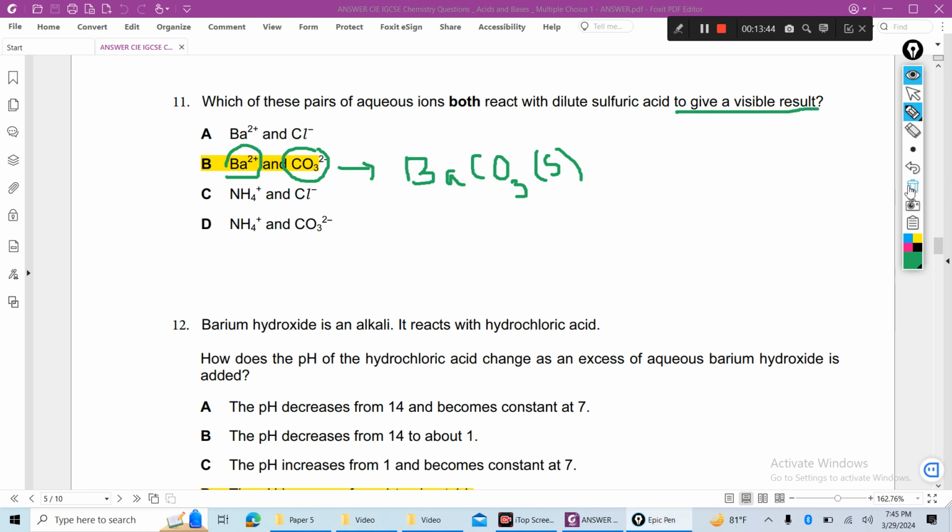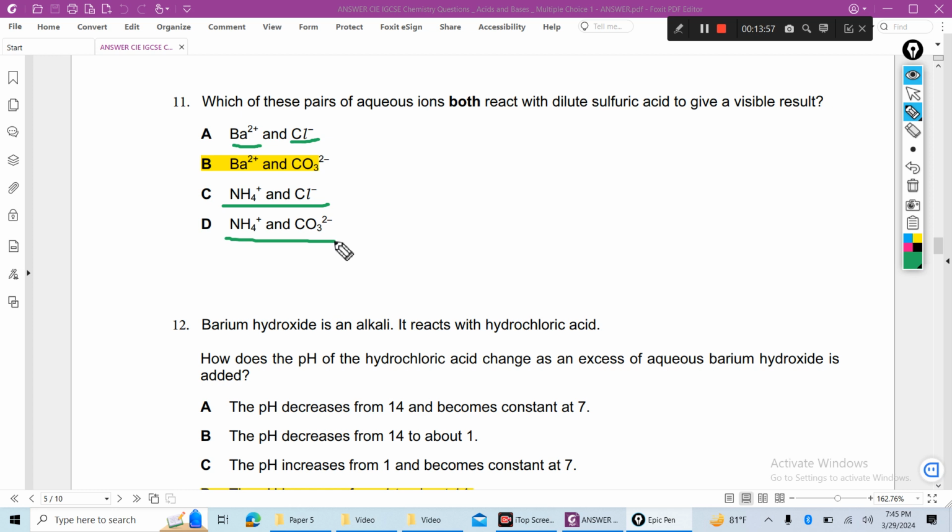But barium ion with chloride ion forms barium chloride aqueous solution, no visible result. This is colorless, this also colorless solution, so no visible result. Only barium ion reacts with carbonate ion to give barium carbonate white solid, so this is a visible result.